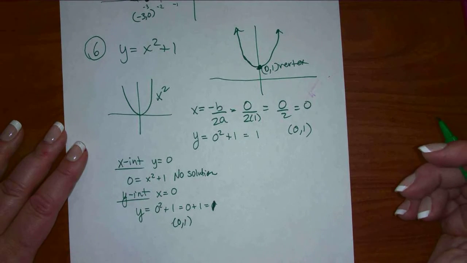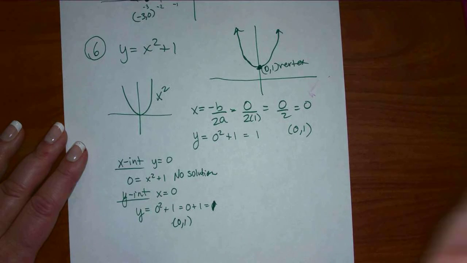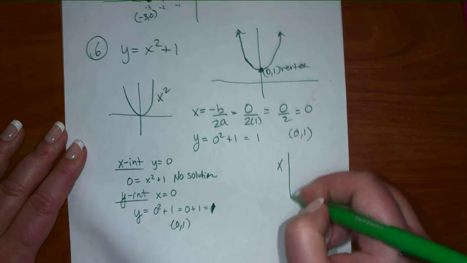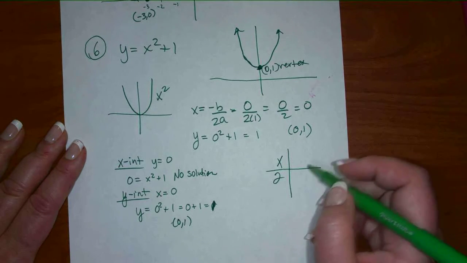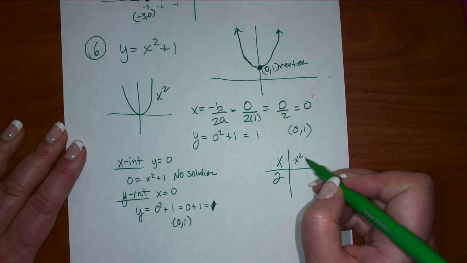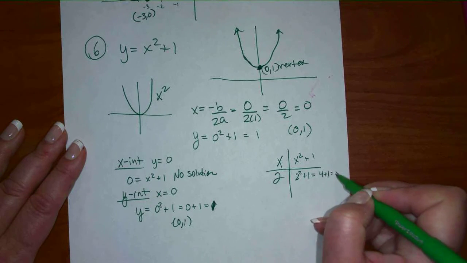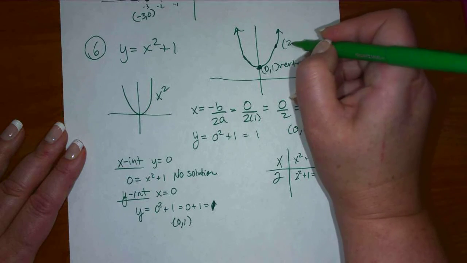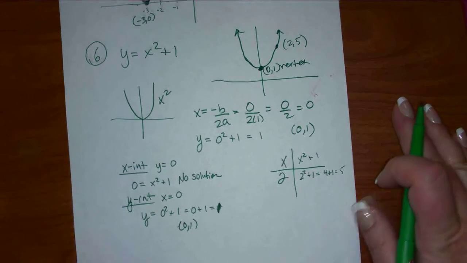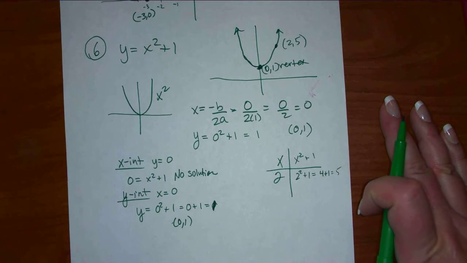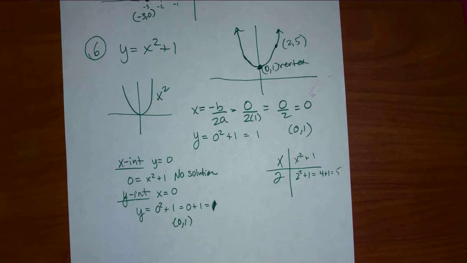Now, what if you did want a second point? Remember I said table of values? You can plug in any number. So if you did want a second point, you could plug in, say, 2 to x squared plus 1. So 2 squared plus 1 is 5. So here would be a 2, 5 if you wanted. Right? But you don't even need it. If you know the vertex and it just moved up, then there's no x-intercepts.